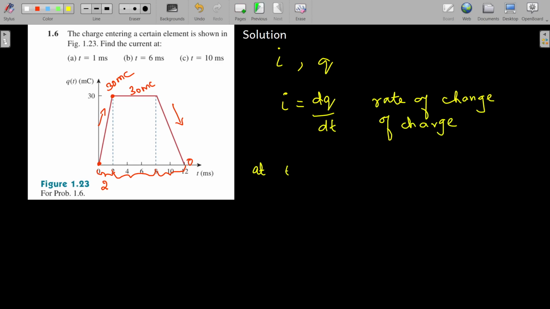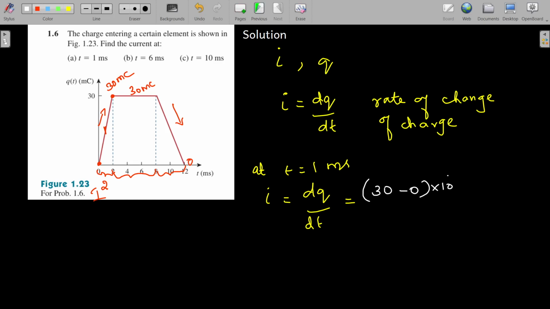So at t equal to 1 millisecond, I is equal to dq by dt. How much is the change in charge during that time period? That means it comes under the first interval, during 0 to 2 milliseconds, in which this 1 millisecond lies. So dq changes from 0 to 30, so it is 30 minus 0 millicoulombs.